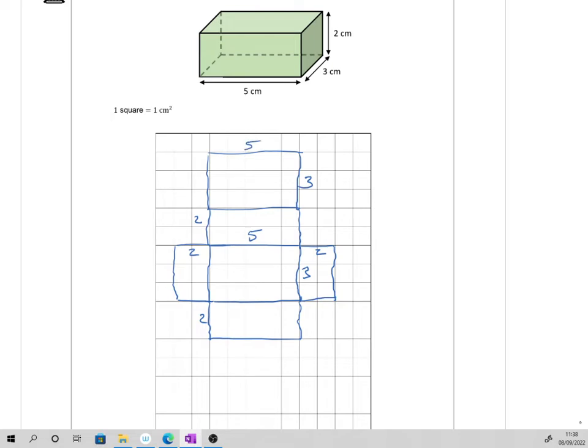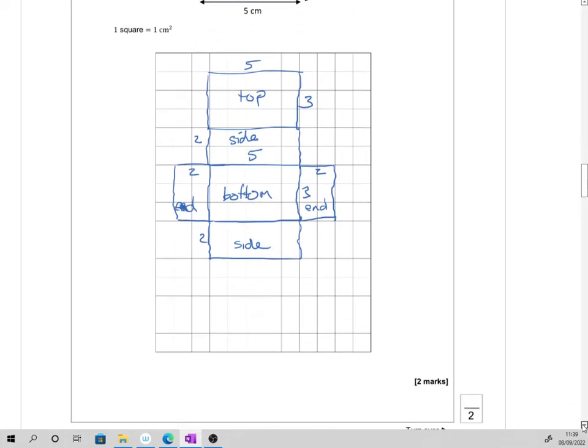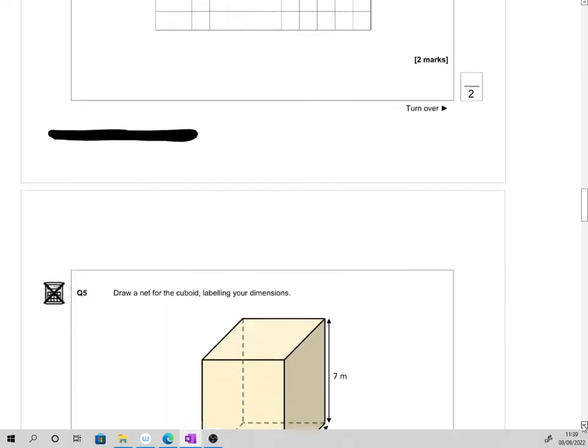Labelling your dimensions. Oh, I don't know. Yeah, I could put bottom, side, top, side, end, end, just so there's no confusion about what that is. Okay, you might not get enough time to do that in an exam.